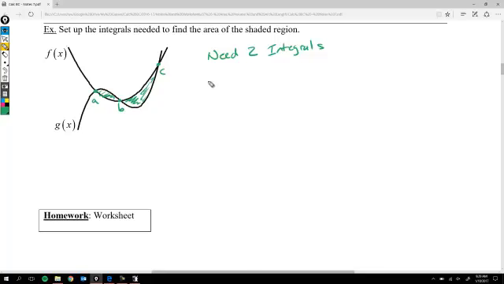So my first integral is going to be from A to B. My top function looks like G. My bottom function looks like F. Okay, so my next integral goes from B to C. Now this time my top function is F, and my bottom function is G. So they just switched halfway through, and that's fine. However many times your functions intersect, you just need to set up some more integrals, but that's fine.